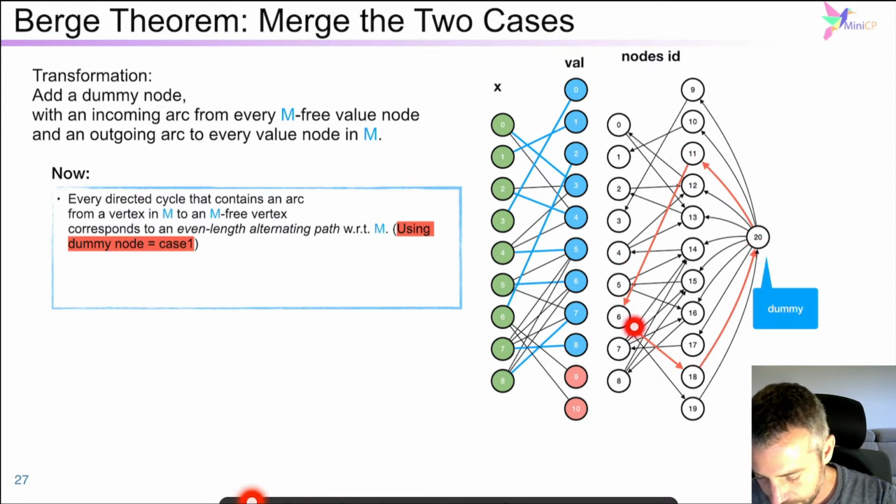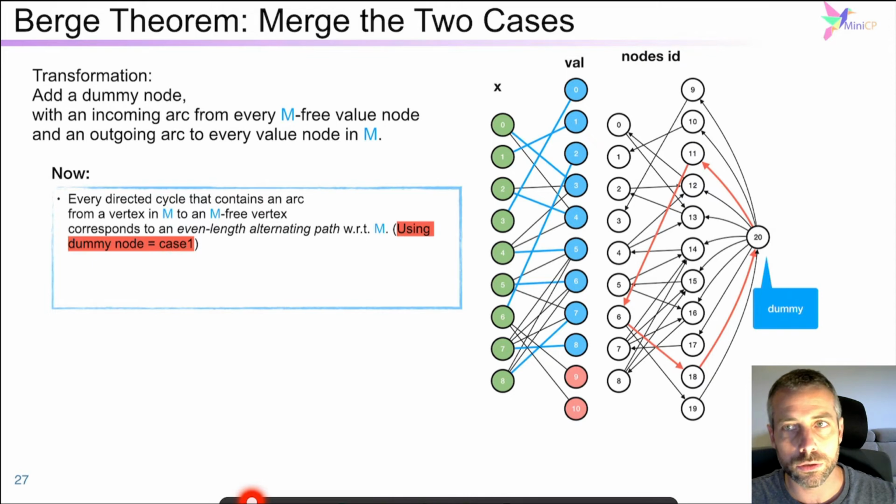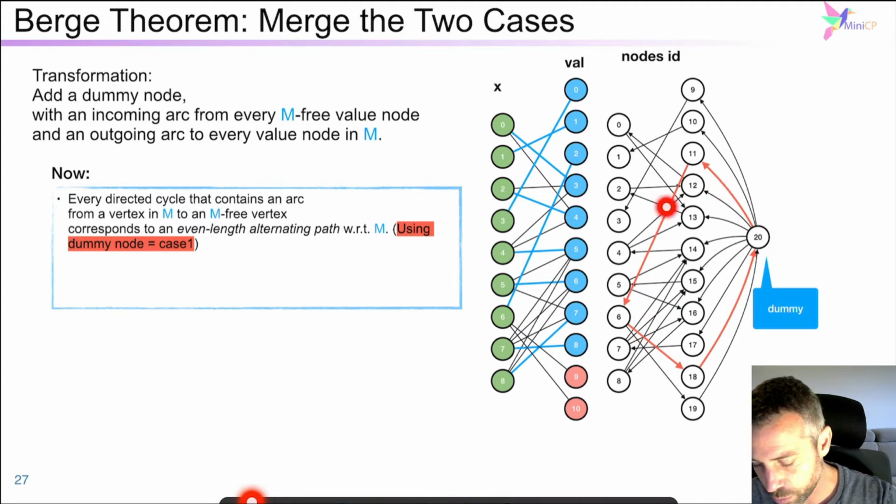So that's a cycle, and it corresponds to the even alternating path, because this one is matched, this one is not matched. And to close the cycle, since we have introduced these edges in that direction and these edges in that direction, you can close this cycle, right? What is important to notice there is that you can detect this first case of Berge's theorem by detecting the cycles, and these cycles will have the property that they will go through the dummy nodes that you have introduced.